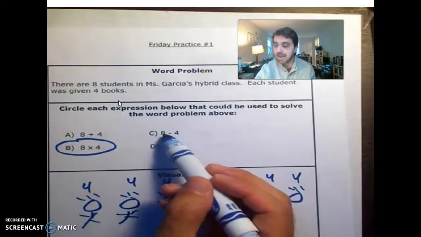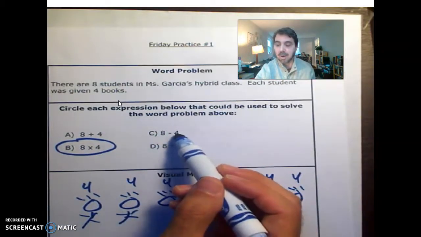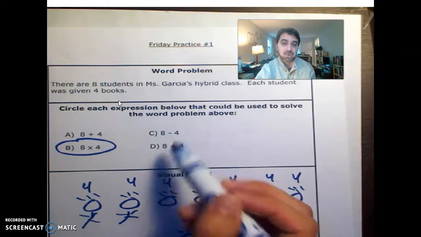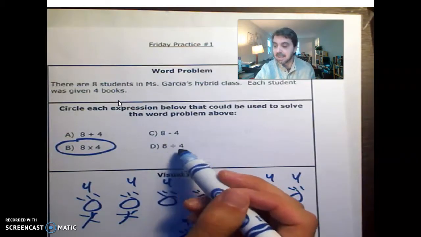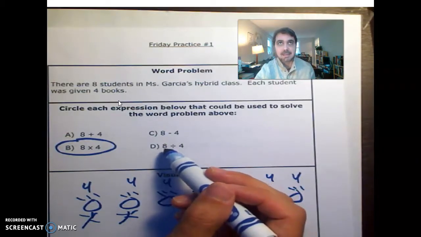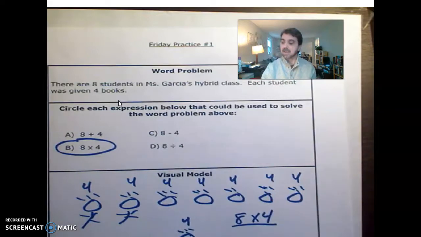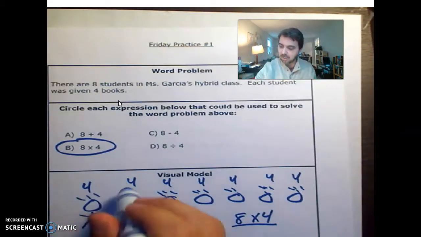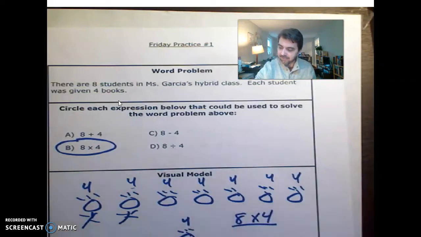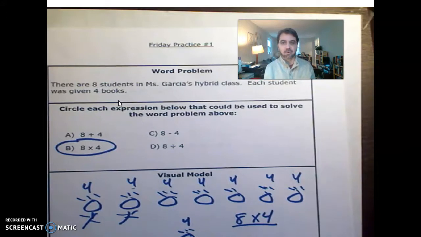It doesn't say that there were 8 students and 4 were absent, where we might subtract. It doesn't say that there were 8 books given out equally to 4 students. Nope, it says that there were 8 students and they were each given 4 books. So that word each means every single kid got 4 books. So 4, 4, 4, 4, 4, 4, 4, 4, which is 8 kids each with 4 books.